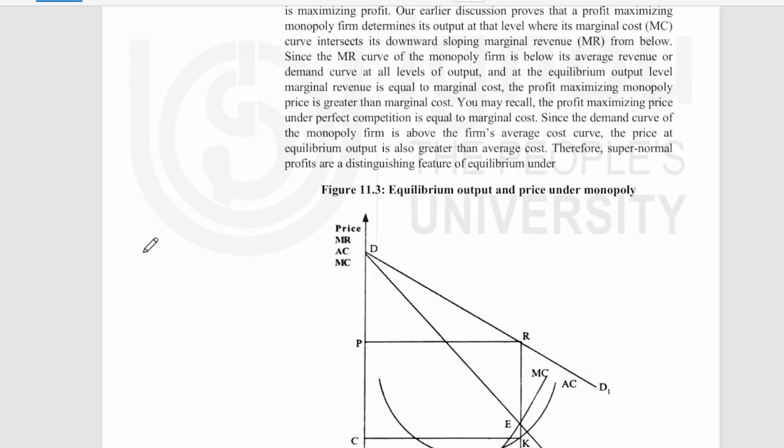You may recall the profit maximizing price under perfect competition is equal to marginal cost. Since the demand curve of the monopoly firm is above the firm's average cost curve, the price at equilibrium output is also greater than average cost. Therefore, supernormal profit is a distinguishing feature of equilibrium under monopoly.